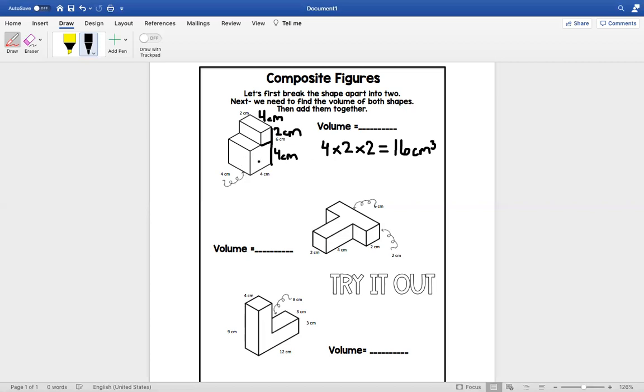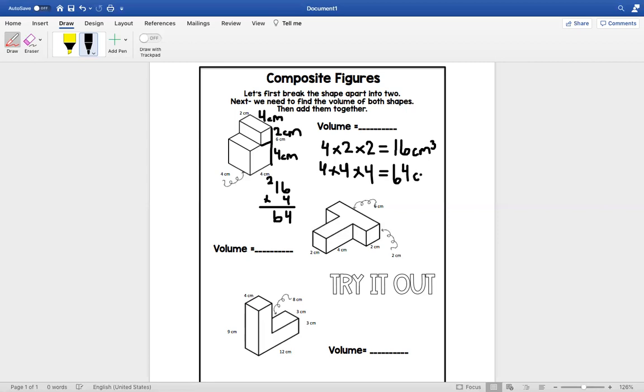And then the volume of our bottom shape, we're going to find by doing 4 times 4 times 4. I know that 4 times 4 is 16. I'm not sure what 16 times 4 is right off the top of my head, so I'm going to write it out and solve it. I know that 6 times 4 is 24, so I'm going to drop a 4 and carry a 2. 4 times 1 is 4, plus 2 is 6. So my volume of my bottom shape is 64 centimeters cubed.